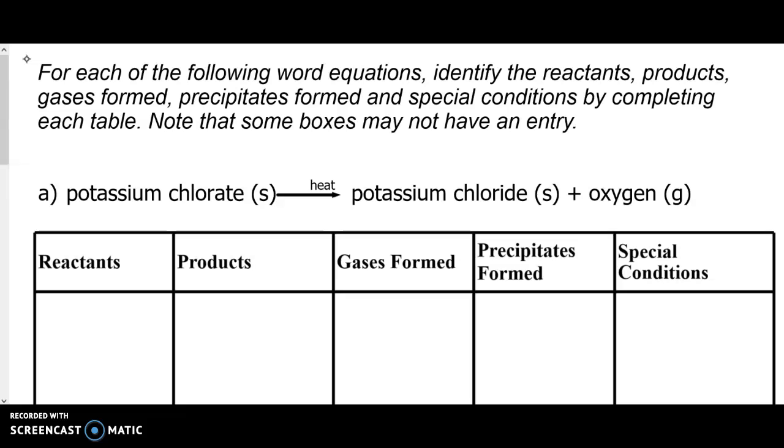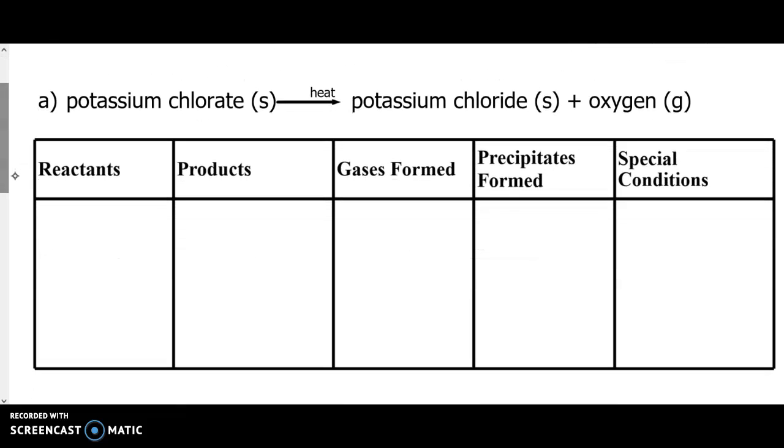On to some examples. So for each of the following word equations, we are going to identify all of the reactants, all of the products, whether any gases were formed, whether any precipitates were formed, and we're also going to list any special conditions. So the first one says, I've got solid potassium chlorate. I'm going to add heat, and a reaction is going to happen. That reaction is going to produce potassium chloride, which is also a solid, and oxygen gas.